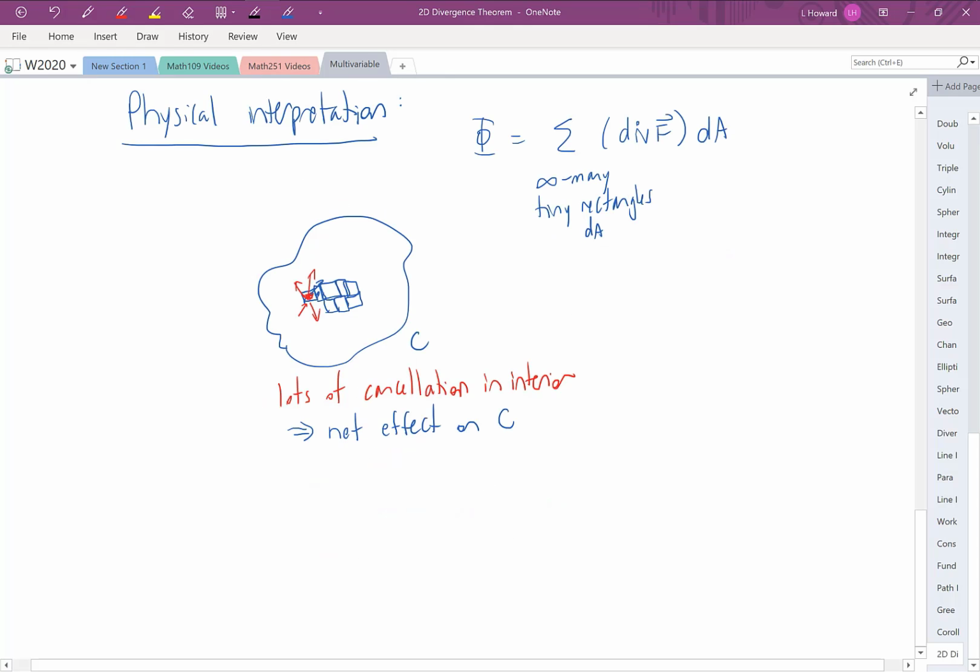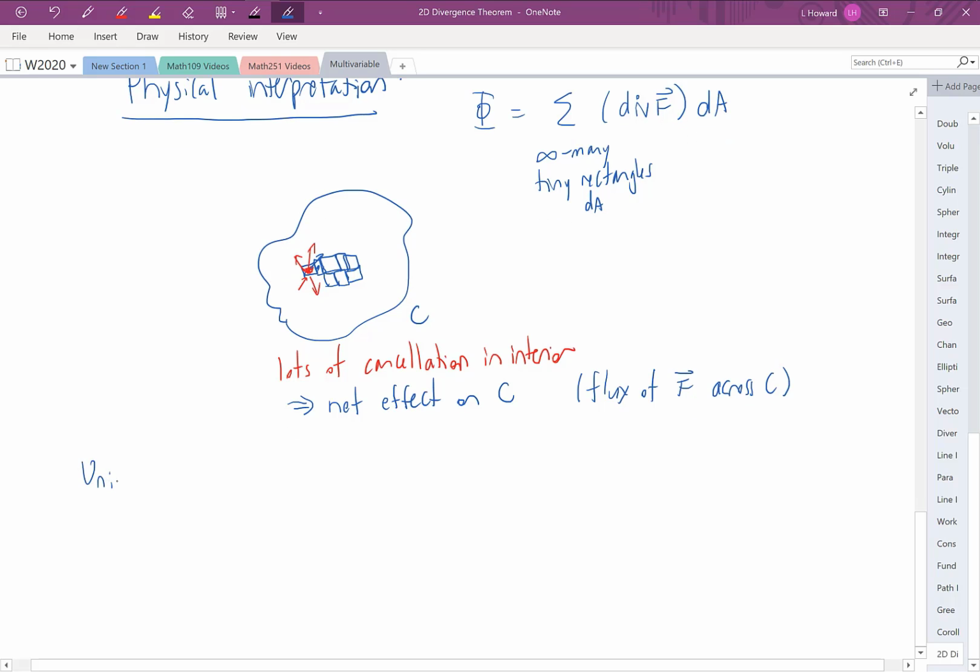Now, to be sure that that net effect on our curve C is actually the flux, I would suggest we just do a units analysis here, talk about the units for the flux, units for divergence and dA, and we should convince ourselves that this net effect really is the flux of our vector field or our fluid flow across C.